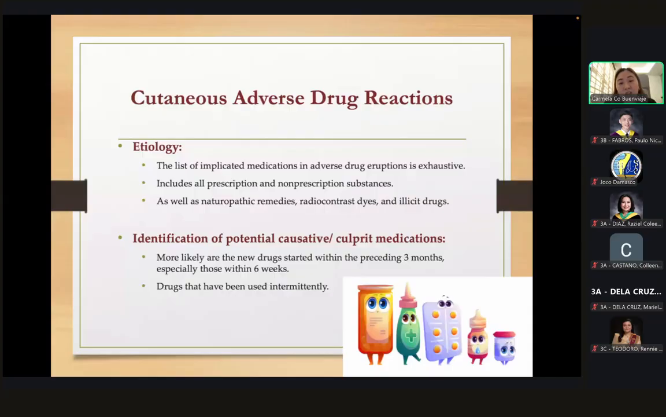In identifying potential causative or culprit medications, the guide is that more likely these are the new drugs started within the preceding 3 months, especially those within the past 6 weeks. Drugs that have been used intermittently, we should also inquire about.